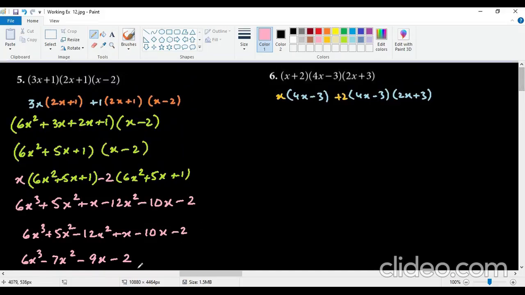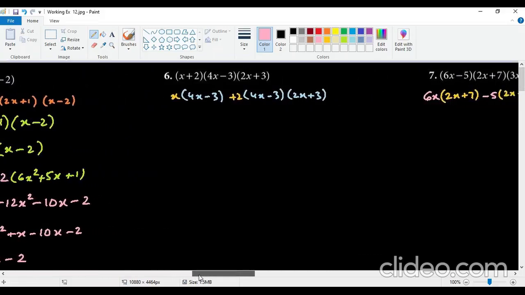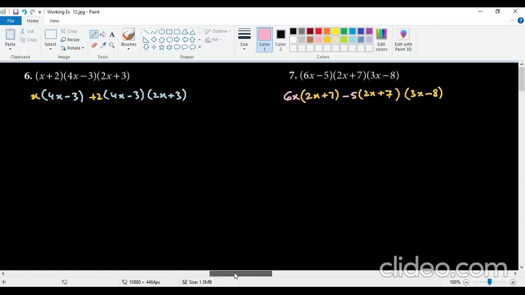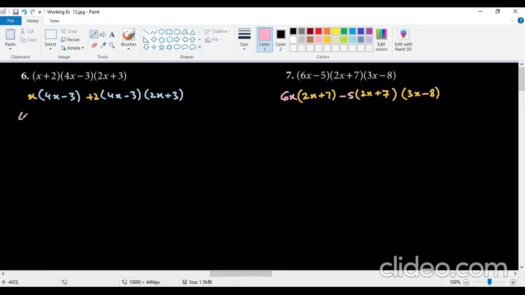Moving on to question number 6. You know very well that 4x minus 3 is going to be multiplied first by x and second by plus 2. So first part is going to give me 4x square minus 3x plus 8x, plus minus is a minus, 2 times 3 is a 6, and this is going to be in the first bracket, multiplied by 2x plus 3 later. First we are going to simplify the first bracket.